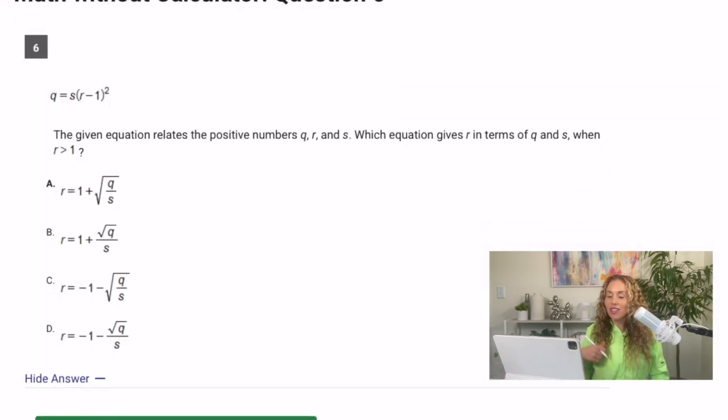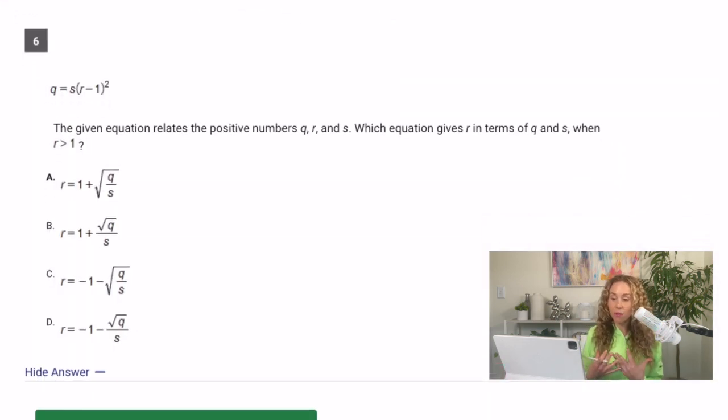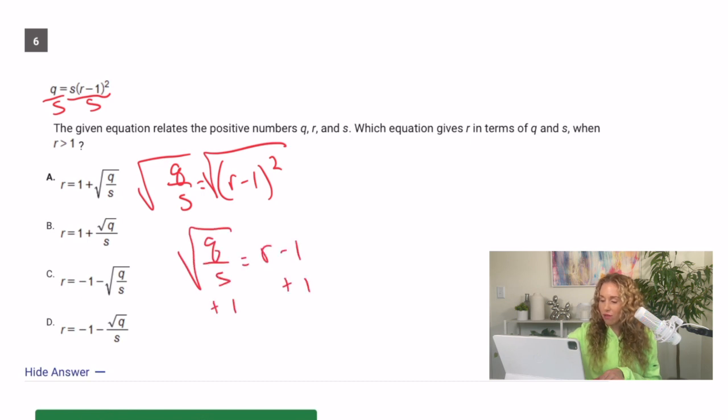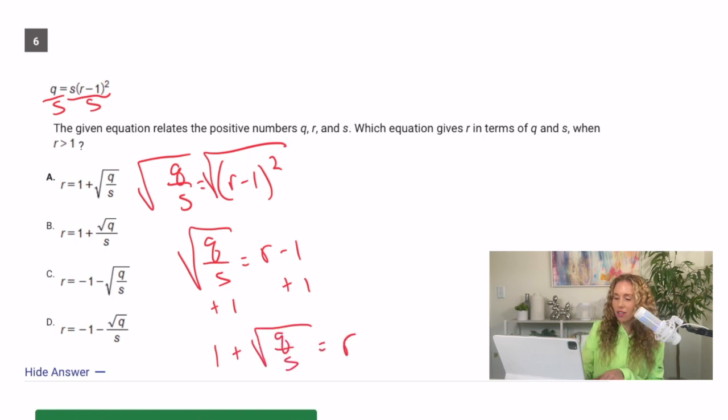All right, question 6. This is an isolating a variable problem. They basically want you to get r by itself. So what we'll do first is we will divide both sides by s. So now I have q over s equals (r minus 1) squared. Let's get rid of the squared. So now we have the square root of q over s equals r minus 1. Just have to add 1 to both sides. So we've got 1 plus the square root of q over s equals r. So the answer is A.